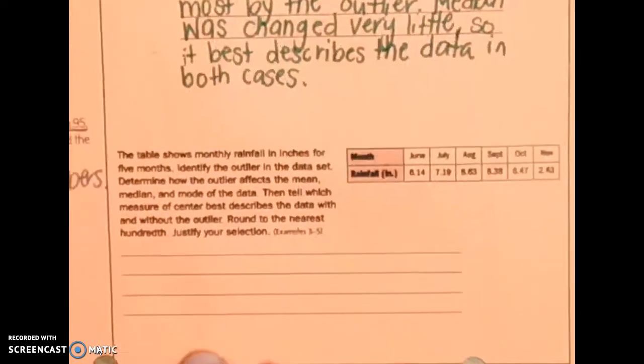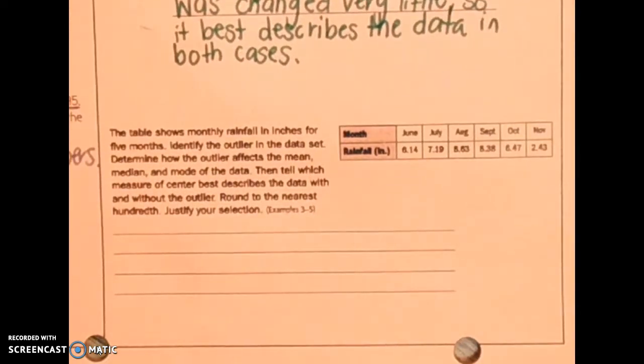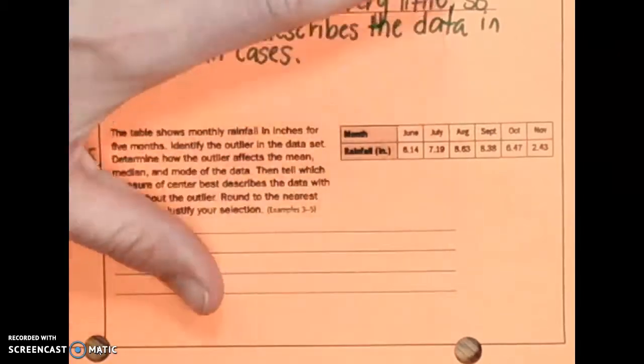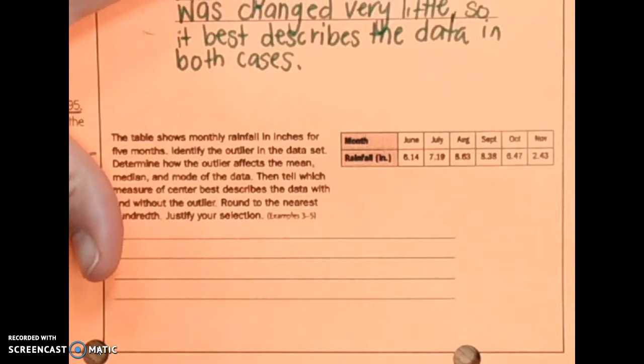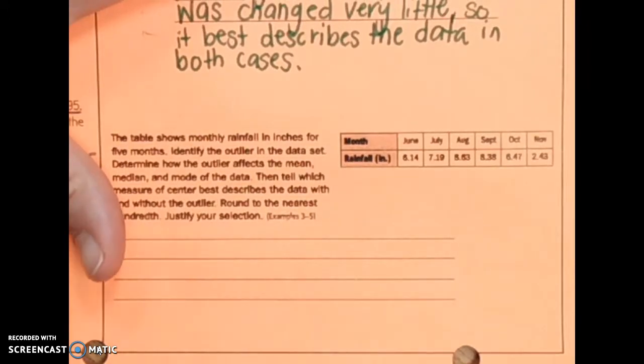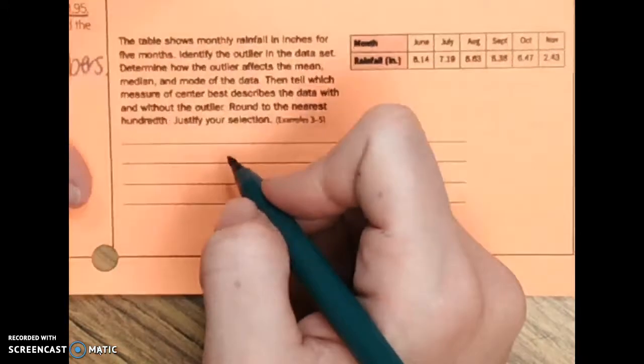Okay, let's look at the bottom one. The table shows monthly rainfall in inches for 5 months. Identify the outlier in the data set. Determine how the outlier affects the mean, median, and mode of the data. Then tell which measure of center best describes the data with and without the outlier. We're going to round to the nearest hundredth if we need to, and then we're going to justify it. So I'm going to start by putting them in order from least to greatest. I'm going to go down here so I have more room.